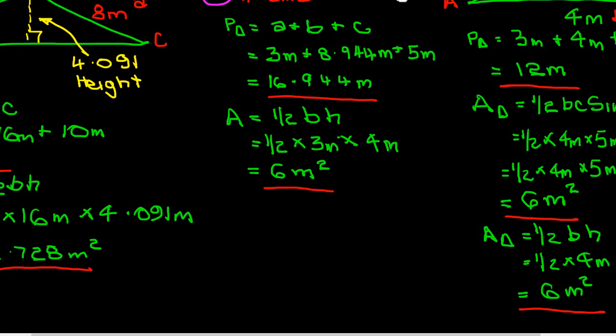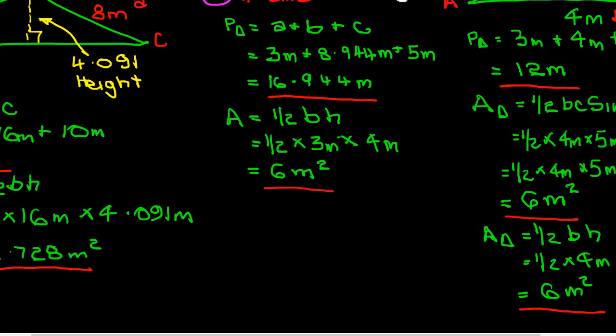Now, the area of a triangle, half BC sine A, I'm going to go with that first. So we're going to have a half times B is 4, C is 5, and the sine of 36.87 degrees. And writing that out, that's a half times 4 metres times 5 metres times 0.6. So the sine of 36.87 degrees is 0.6. And we multiply all that out. Half of 4 is 2, 2 fives are 10, times 0.6, 6 metres squared.